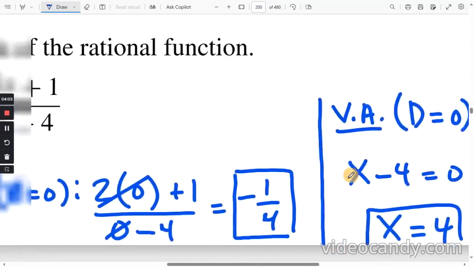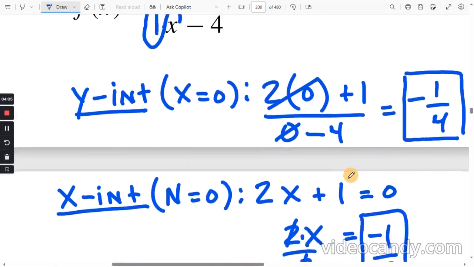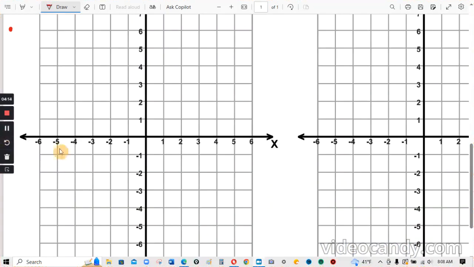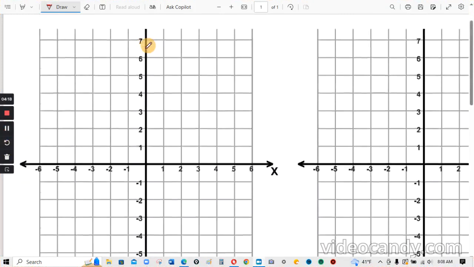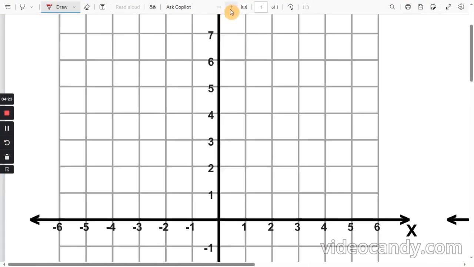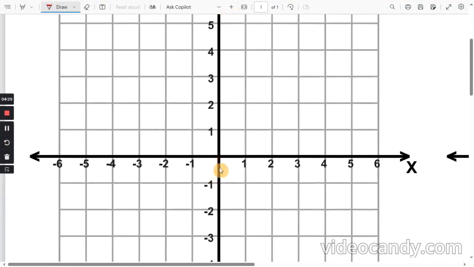All right, so let's put the intercepts on the graph and the asymptotes. On the y-axis, negative 1/4, x-axis, negative 1/2. All right, on the y-axis, which is the up-down axis, we said negative 1/4. So that's a little bit difficult. We have to go 1/4 of the way down. That's about right there. And on the x-axis, we said negative 1/2, so it's in between 0 and 1.